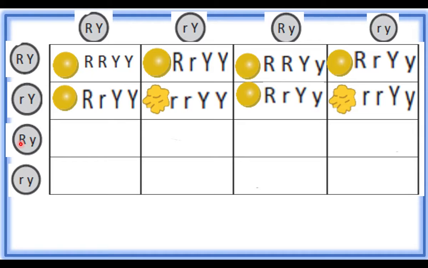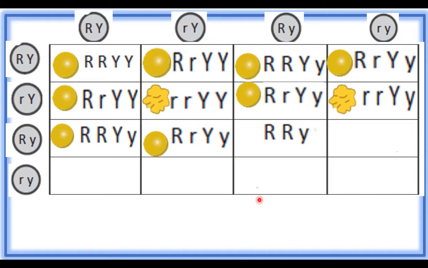Here this is capital R, capital Y, small y. So the phenotype is round yellow. Capital R, capital Y, small y. So it also round yellow. Next combination, capital R, small y, small y. Small y is green. So capital R round, small y green.